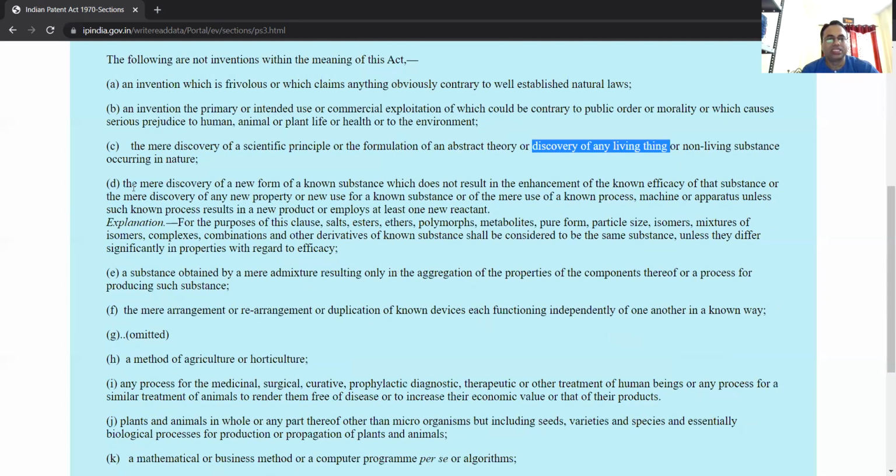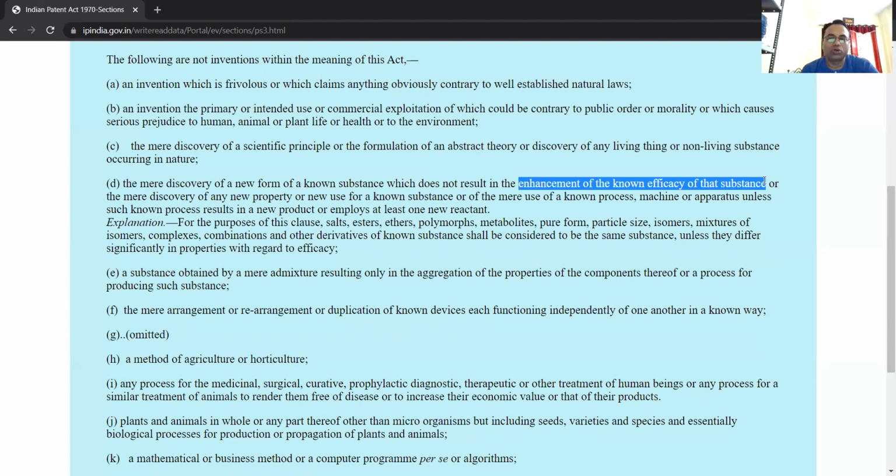Section 3D reads: the mere discovery of a new form of a known substance which does not result in enhancement of known efficacy. So there is a known substance, but mere discovery of a new form. Maybe the L form is known, you identify a D form, you purify the L form, R form, or other isomers, or any salt, anything you discover of a known substance, but you see that this is not causing any enhancement in the known efficacy, then the substance is not patentable.